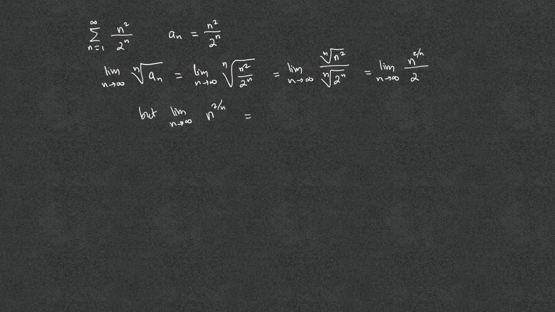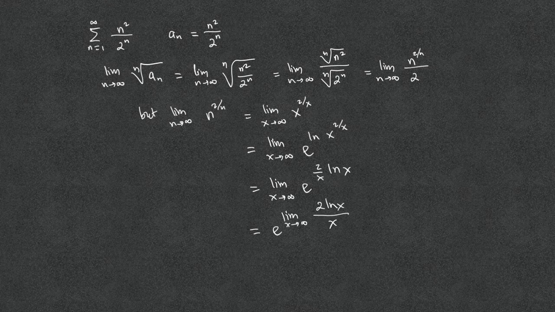But the limit as n goes to infinity of n to the 2 over n, in the continued version, is the limit as x goes to infinity of x to the 2 over x. And we rewrite it using e to the ln. Move the 2 over x to the front of the ln, and then we use L'Hopital's rule. The derivative of the numerator is 2 over x. The derivative of the denominator is 1. The limit is therefore either 0 or 1.